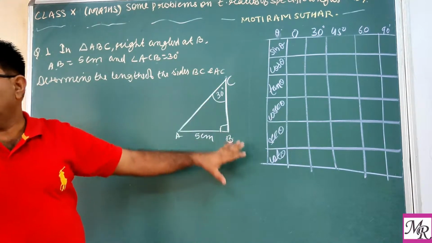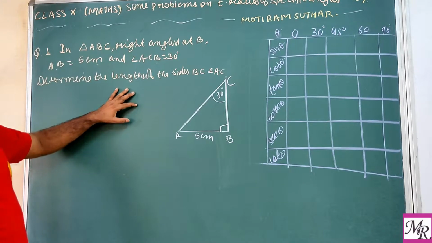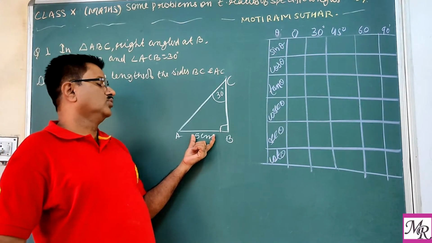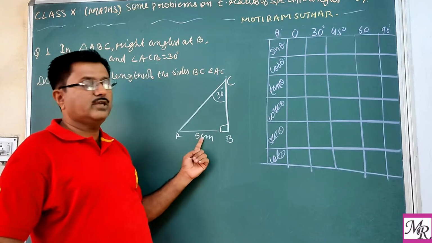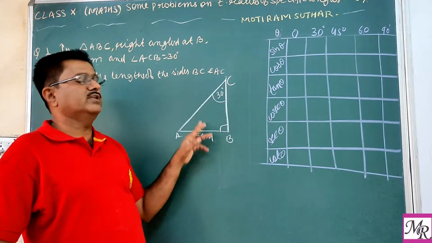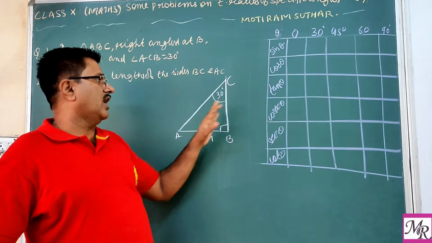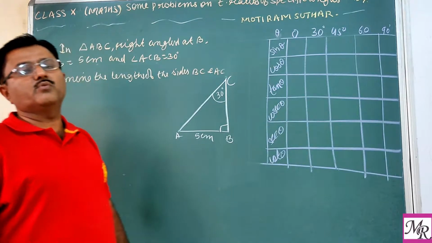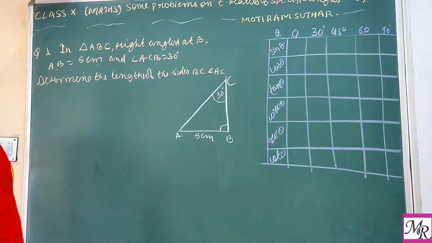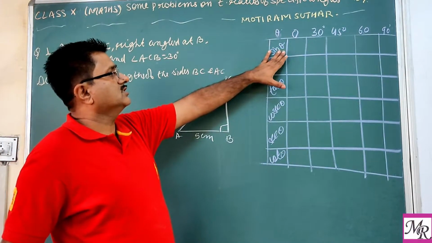So this is very important. Whenever you find such type of problem, you have to see what is always given. Either two sides are given, or two angles are given, or one angle and one side is given. So if you know two, then with the help of the trigonometric table we can find the values of the others. Clear? So first of all, we have to see the values of this table.